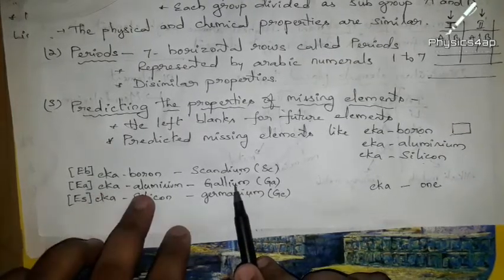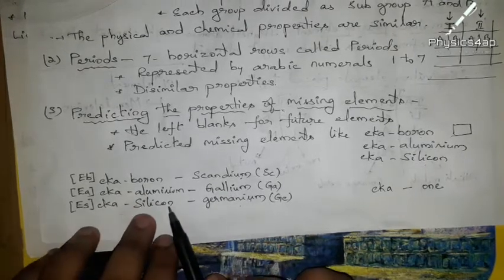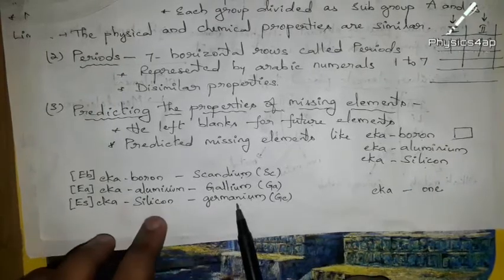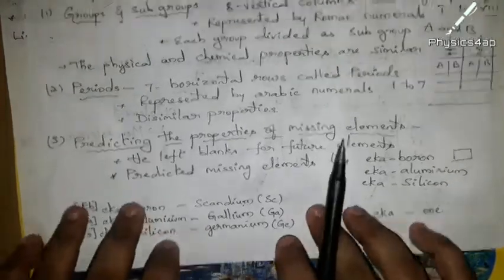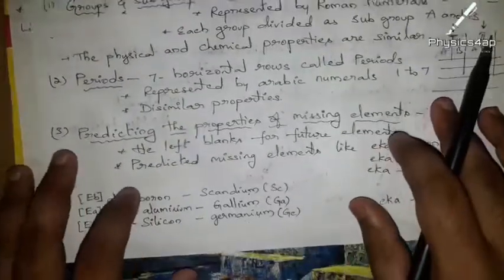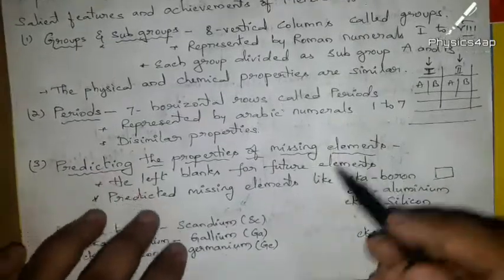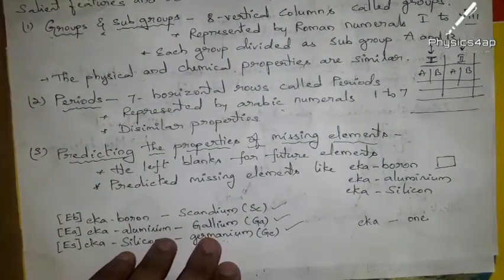Now in the place of Eka aluminum, gallium was placed. At the same time, Eka silicon had properties similar to those of germanium, so in the place of Eka silicon, germanium was placed. So he predicted the upcoming elements, and he also predicted the properties of those elements, and he was successful with it.